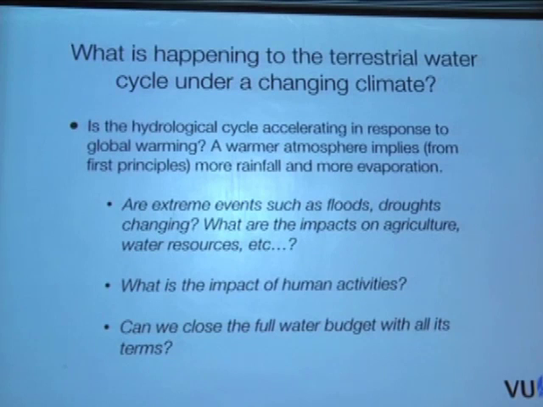So coming back to water, one of the big questions is: is the hydrological cycle accelerating? That's a very old question, but to some extent, from first principles, if it's warmer you would expect that to happen. More rainfall, more evaporation. That's very hard to detect from the current data, particularly precipitation. Surface temperature increases are a lot easier to determine than precipitation. But also, are extreme events changing? That's an important question, because those are the ones that cause the most damage to society.